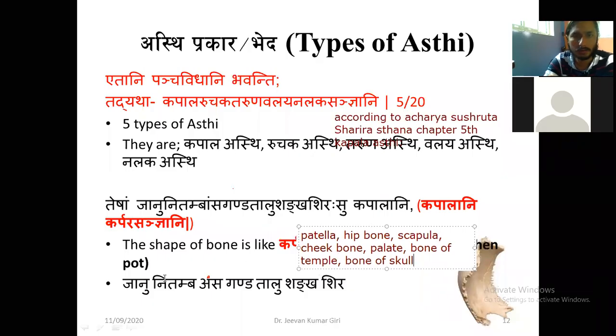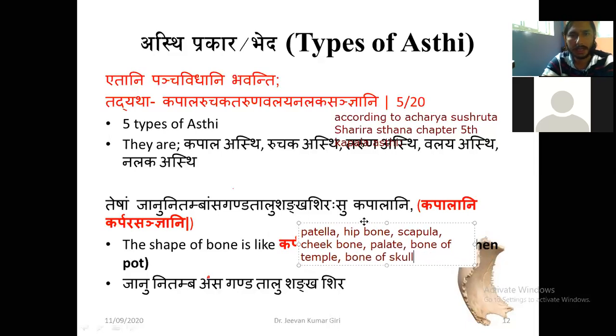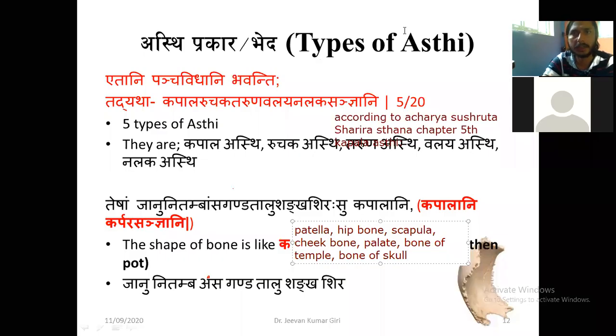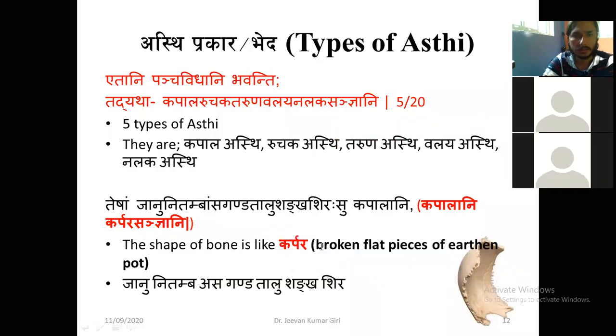So these are the bones. Janu, you can correlate with the patella; in brackets you can write patella. Nitamba is the hip bone. Amsha is the scapula. Ganda is the cheekbone. Talu is the bone of the palate. Sankha is the bone of the temple; this region is the temple, and this region is the talu. Sira is the bone of the head. They are the Kapala Asthi. Are you getting? Yes, sir. Shall I go to the next slide? Yes, sir. Okay.